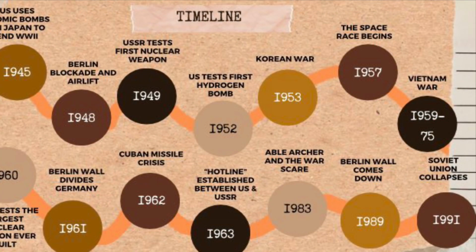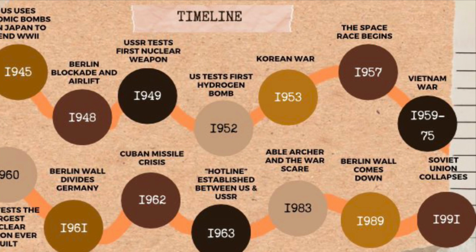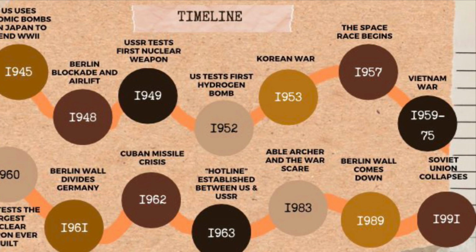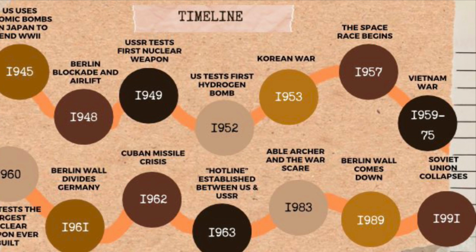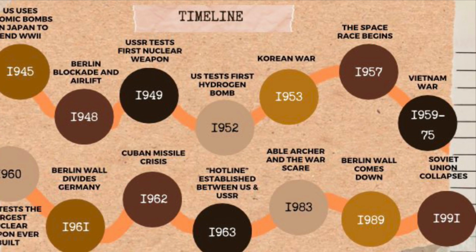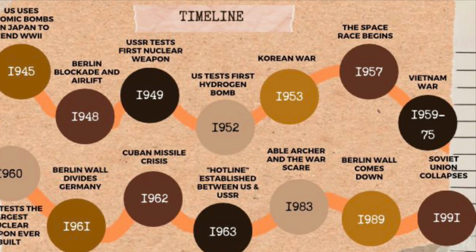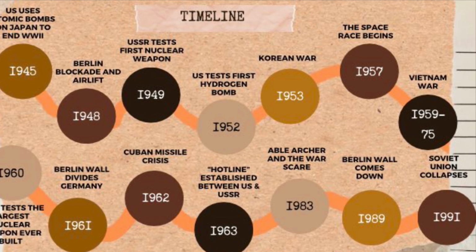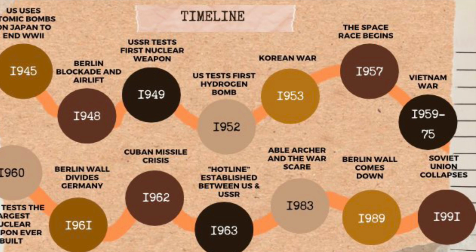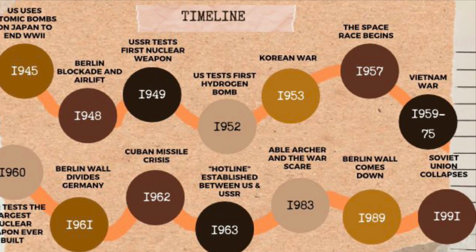1945. US uses atomic bombs on Japan to end World War II. The two atomic bombings on Hiroshima and Nagasaki by the US, together with the Soviet Union's declaration of war on Japan, finally convinced the emperor to surrender to the Allies, effectively ending World War II. The use of the atomic weapons demonstrated America's technological superiority, but also increased existing tensions with the Soviet Union, setting the stage for the Cold War.